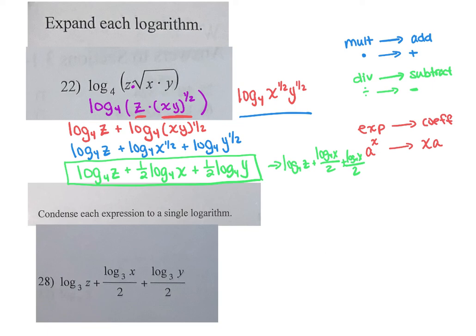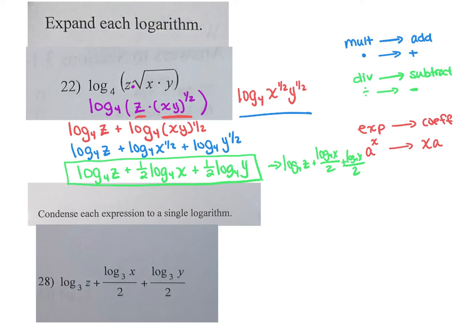I will take either answer. I will take the 1/2 in front or over 2. But when you're condensing, you must recognize that over 2 means to the 1/2. All right, so that's why I'm pointing out this next one we're about to do.